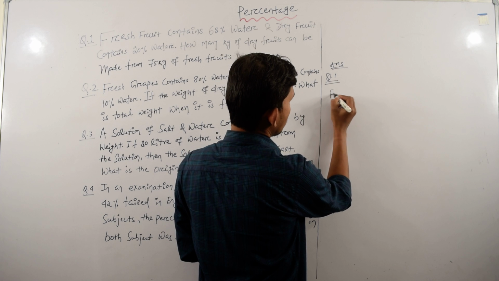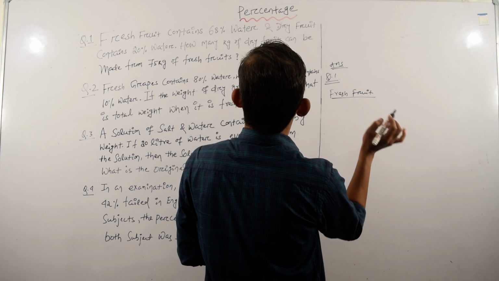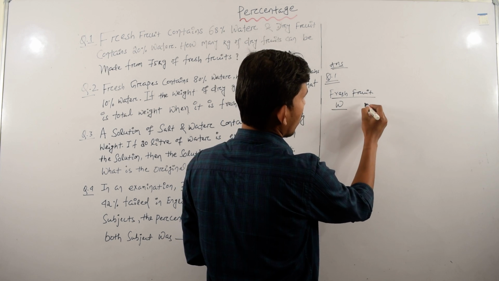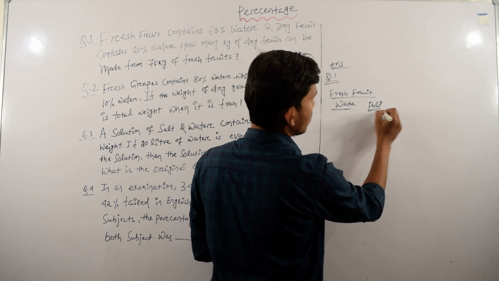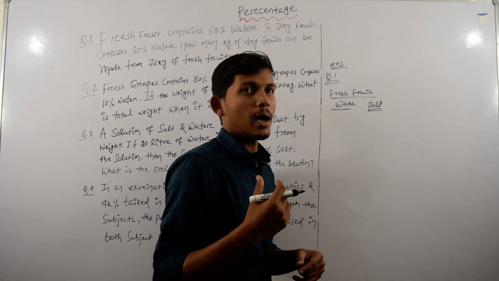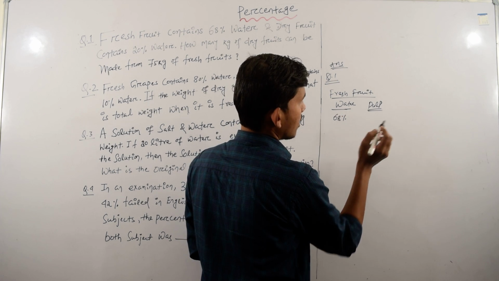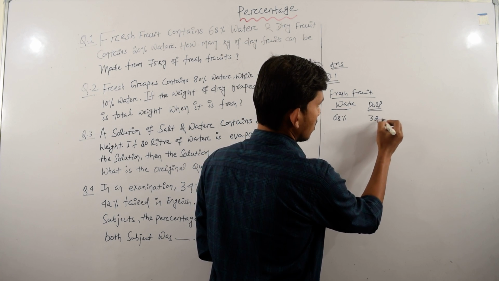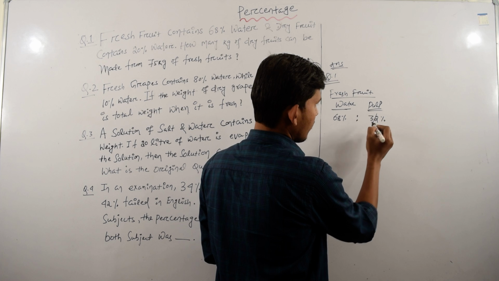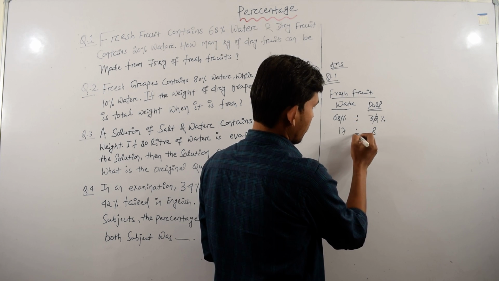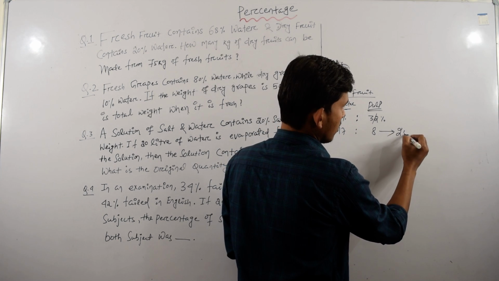So in fresh food, the water and the pulp. The part of the food that we eat, we call it pulp. Okay, the water is given 68% and the rest will be the pulp part, that is equal to 32%. If I am making the ratio in ratio method, then dividing by 4, this is 8, this is 17. Okay, the total will be 17 plus 8, that is equal to 25 parts.